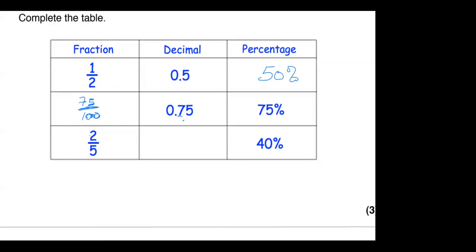Then this one is a percentage to decimal. You just do what? It's going to be what? 40 out of 100. So it's going to be 0.4. 0.40, I can put.